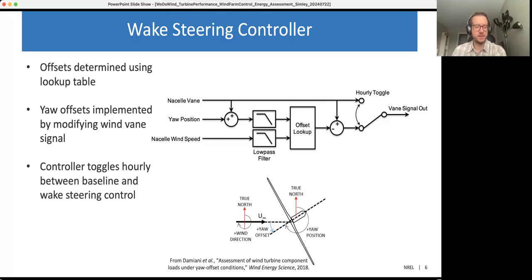And then during these experiments, we've always toggled between baseline control, where we just send the original wind vane signal to the turbine, and wake steering control, where we send the modified signal to the turbine. We toggle every hour. Sometimes that's a little different, like 50 minutes, and there are reasons for that. But in general, it's been hourly toggling. So we have about half the data with baseline and half the data with wake steering control. We can use that to estimate the impact of wake steering on energy production.